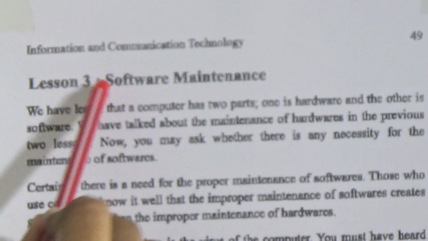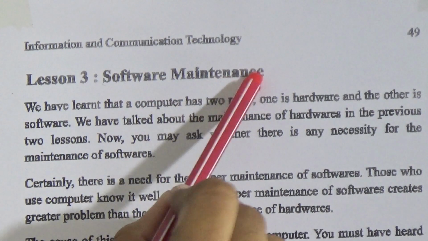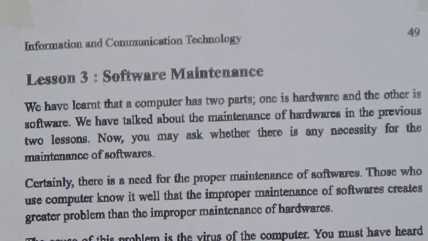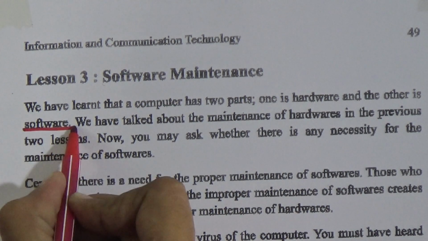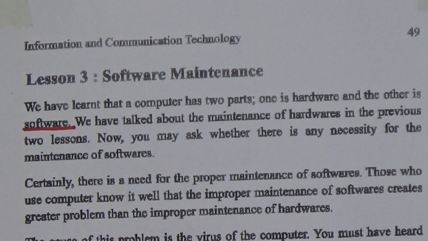Lesson 3, the title of this lesson is software maintenance. Before starting this topic, we have to know about software. You know, students, a computer has two parts. One is hardware and another is software. Hardware is the physical elements of a computer, and software is a set of instructions that tell the computer how to work.